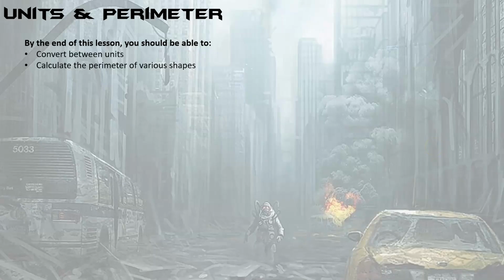In this lesson, we're looking at units and perimeter. By the end of this lesson, you should be able to convert between units and calculate the perimeter of various shapes.